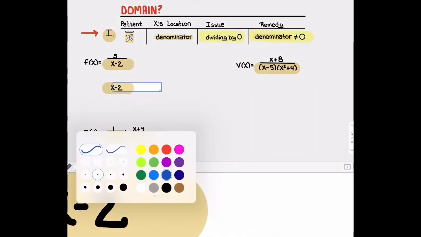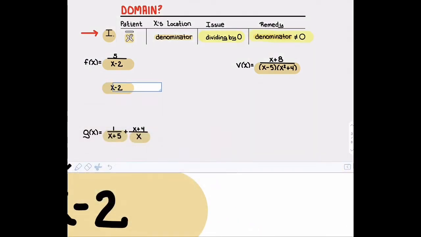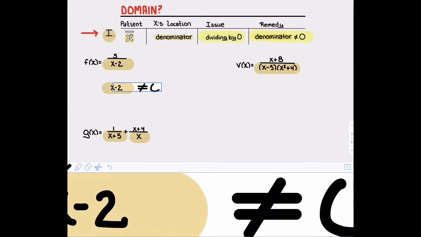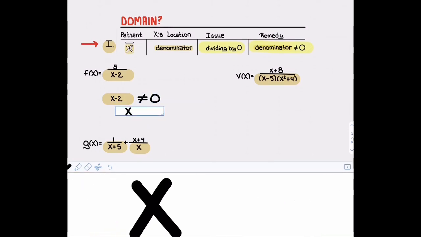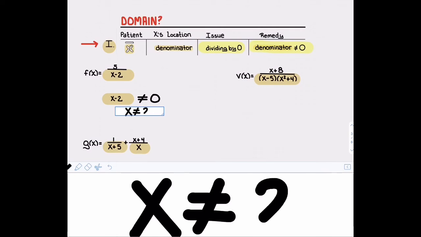Starting with f of x, I'm setting the denominator not equal to 0, so x minus 2 does not equal 0. When you solve, you add 2 to both sides, so x cannot equal 2. Our domain just means we can't use the number 2.